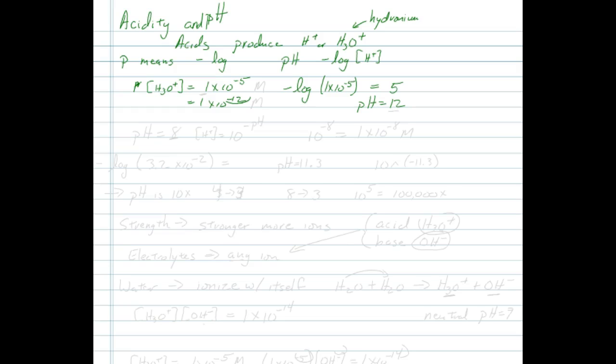You can go the other way around. You can start with the pH, say it's equal to 8. If the pH is equal to 8, then the hydrogen ion concentration is 10 to the negative pH. So that would be 10 to the negative 8, and in scientific notation that turns into 1 times 10 to the negative 8 molar solutions. These concentrations are molarity, or molar solutions from the last lesson. Okay?